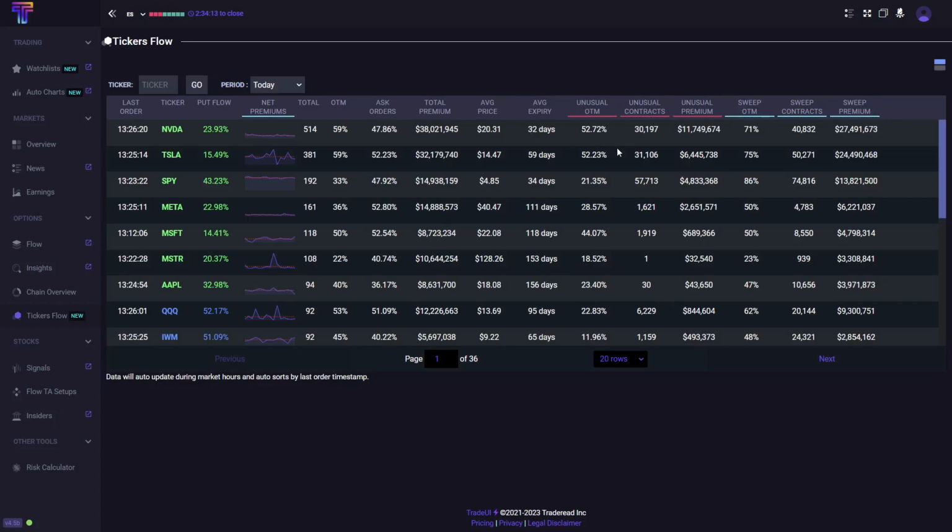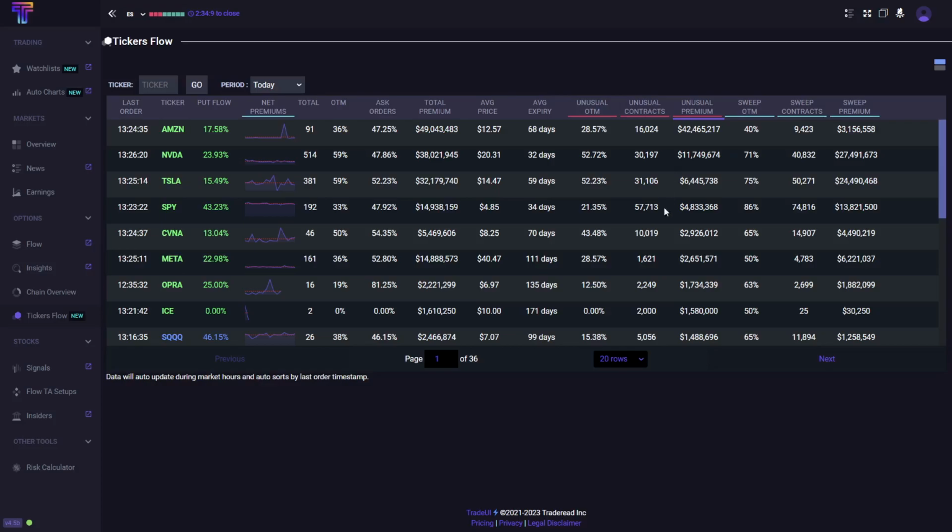So you can filter this down. Say you want to see unusual premium. So you select the highest from lowest, and then you can compare it to put flow. So we want to see Amazon, for example, has a lot of unusual option activity, and they have had a ton of calls bought today because they've only had 17% of the contracts been puts.